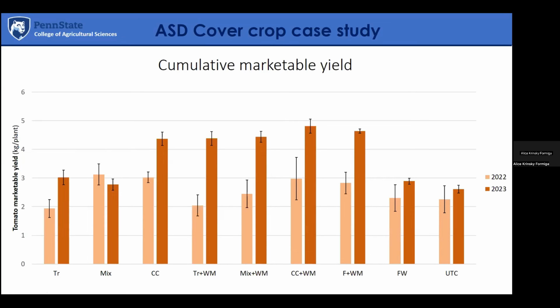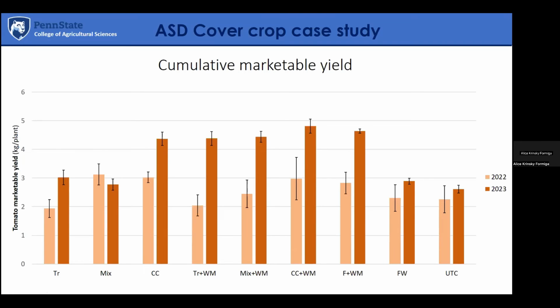It was a hotter, drier season, and we had some issues with blossom end rot, so some of these yields are not reflecting the total yield. Some of the tomatoes were not considered marketable because of the blossom end rot. Even though that was an issue in 2022, you can still see somewhat of an effect, like a contrast between the tomato yields of plants grown after triticale versus crimson clover.